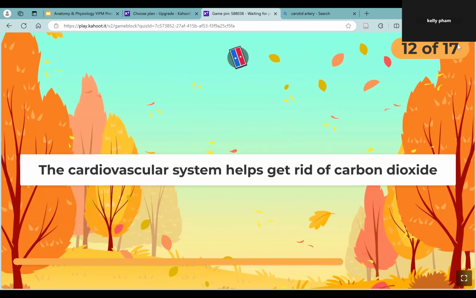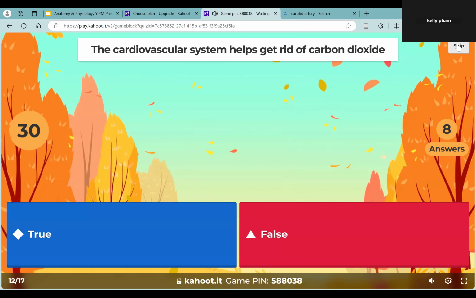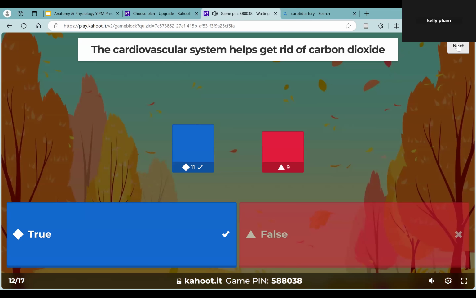True or false? The cardiovascular system helps get rid of carbon dioxide. Yes, the cardiovascular system helps get rid of carbon dioxide in the body. This can include other chemicals in your body and waste from things you eat and drink.